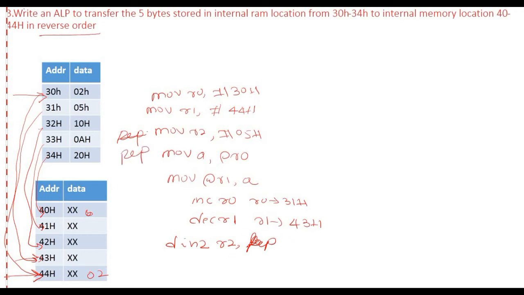If we compare this program with the first program, only this instruction and this instruction are changed and the rest of the instructions are similar. I hope this is clear. After the execution of this program, the memory locations 44H to 40H look like this. This will have 05H, 10H, 0AH and 20H.